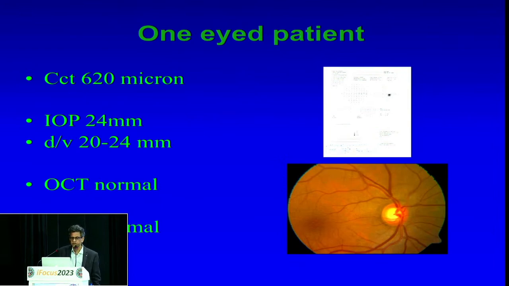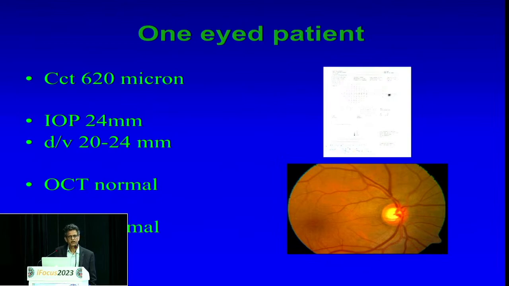So you take this patient: corneal thickness 620 microns, pressures were 20 to 24 in a diurnal variation, field looks normal. How does the disc look? It looks normal, perfectly fine. Everything normal, OCT normal, field normal. So I said, let's leave him, because we were taught that with thicker corneas, we can leave it and nothing is going to happen.